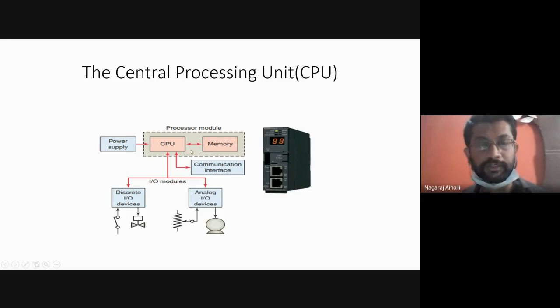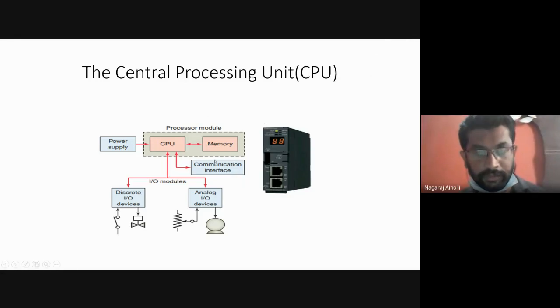There are two portions here. One is the CPU portion, another one is the memory portion. Power supply is applied to this complete processor module, that is to the CPU and to the memory. This CPU communicates with the communication interface, that is the external display. If it wants to display certain values on display devices, on say a 7-segment display, or on mobile devices, laptops, or computer screens, that is done by this communication interface. Then we have the IO modules.